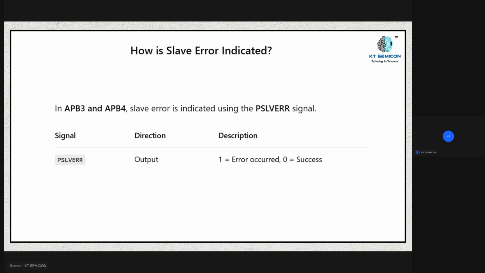Now, basically, the slave is going to indicate the error using a signal which is known as PSLVERR. Using this signal, it is going to indicate to the master that it has received some error. If this signal is equal to zero, it means the transaction has been successful. But if the signal is equal to one, then there is an error in that particular transaction. So using this signal, after the master samples it, it is going to decide whether the transaction has completed or not yet completed.